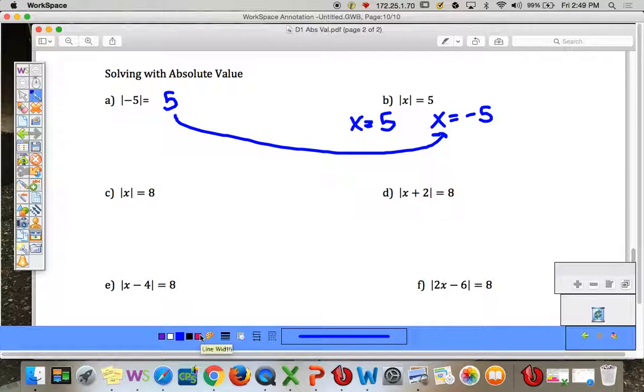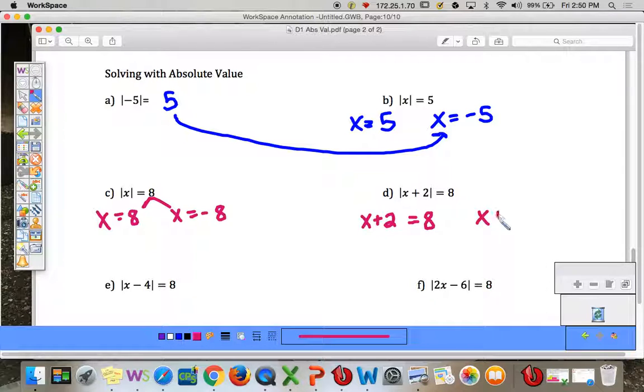Let's take a look at this. What number is 8 away from 0? Well, that would be 8, and that would also be negative 8. So when we get something like this absolute value, we can split this into two numbers. X can be 8, X can be negative 8. Likewise, we can do that. This is saying, all right, X plus 2, if you add that together, that can be 8 inside of here.